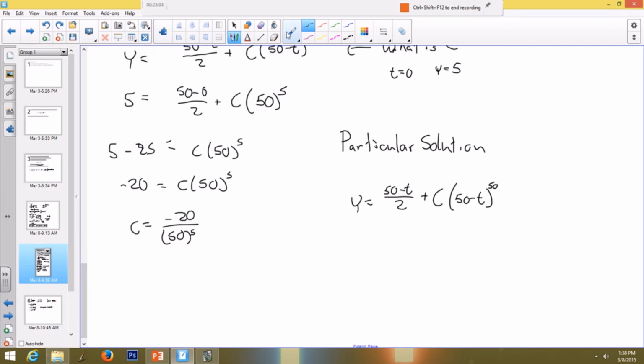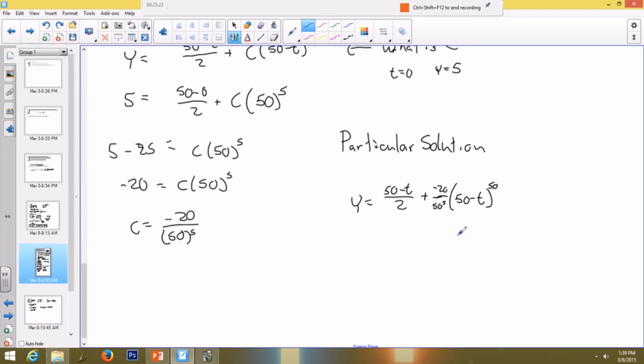Oh, sorry. I was just checking my work. My particular solution should use c there. So I've got negative 20 over 50 to the fifth. All right, so there's my particular solution. I rewrote the general solution. I didn't want to do that.